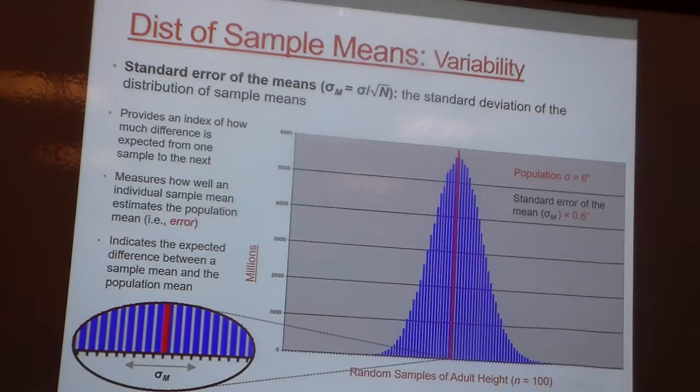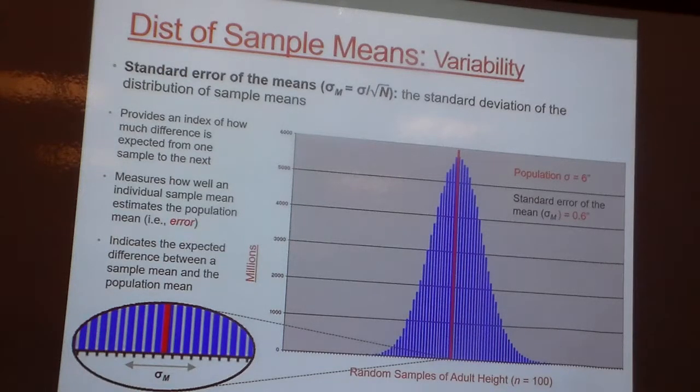So if I get a truly random sample of adults of size 100, I'm pretty confident that this is a good estimate of people's actual height. Now, does it have to be 0.6 away? No, right? It could be way out here. I could get an average height of people as 6'4". That's going to be a very infrequent sample. It's not going to happen a whole lot, but it's in there.